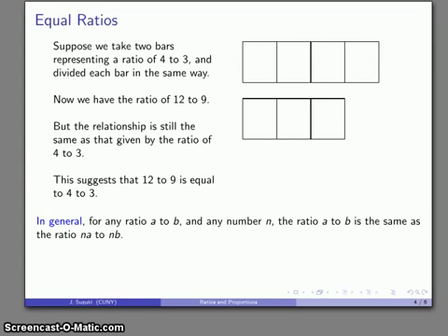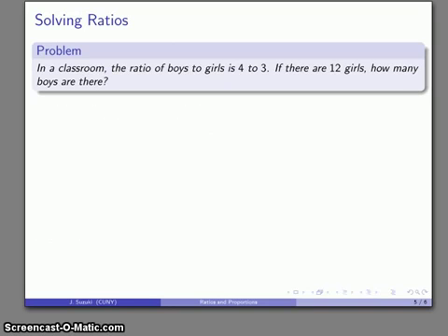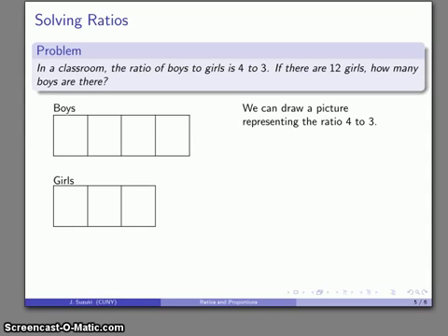Ratios are among the most powerful of tools that we have for solving algebra problems, except we don't really call them algebra problems, they're really arithmetic problems. So consider this, in a classroom the ratio of boys to girls is 4 to 3. If there are 12 girls, then how many boys are there? And so one thing we might do is draw a picture representing the ratio of 4 to 3, and my ratio represents the ratio of boys to girls, so I'll label the two bars just to keep everything straight. And again, it's important to keep in mind that the bars have to, in some sense, be equivalent. They have to be the same thing. And what that is, we'll talk about in a moment.